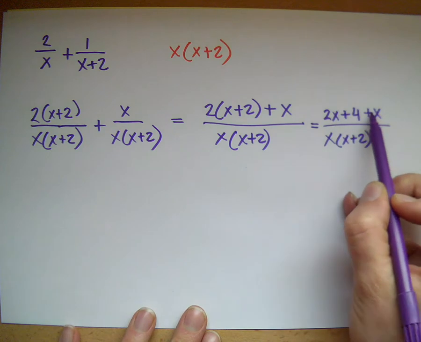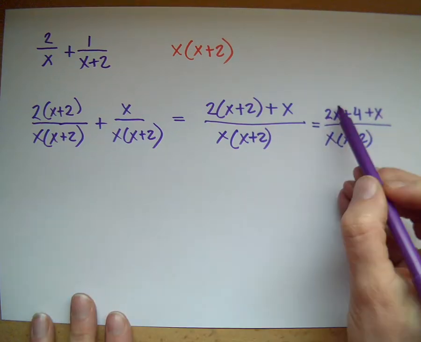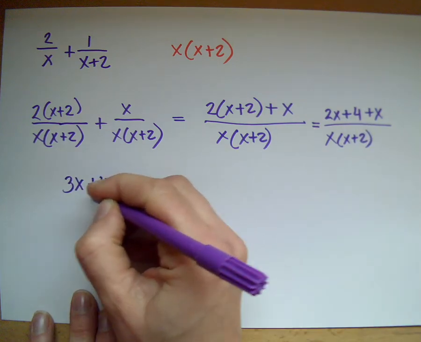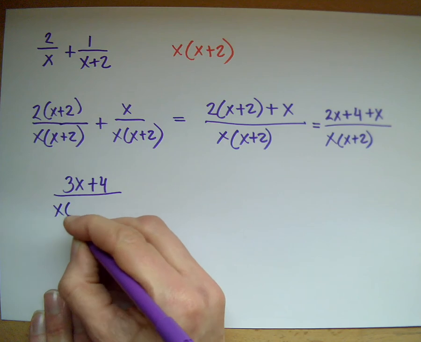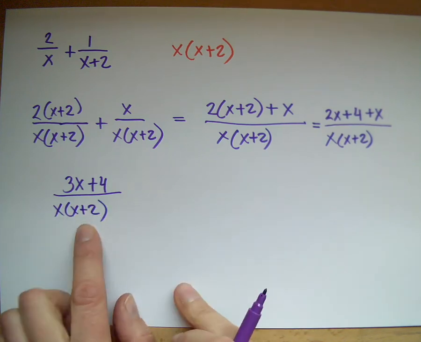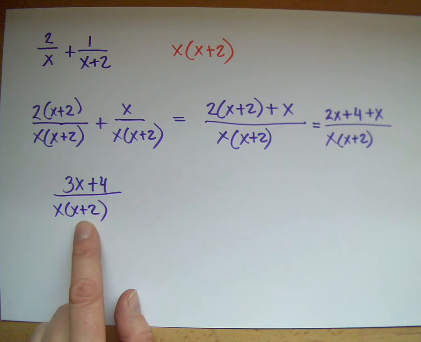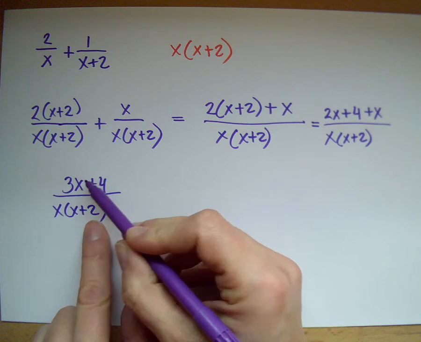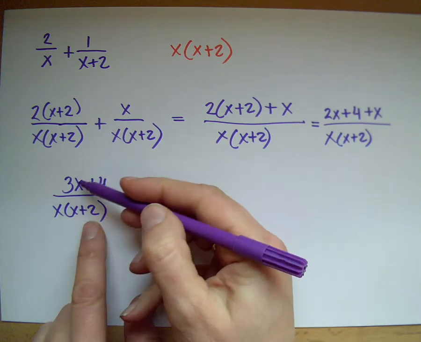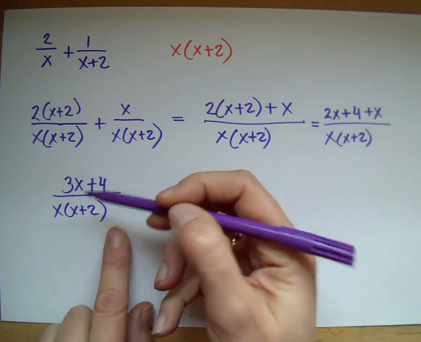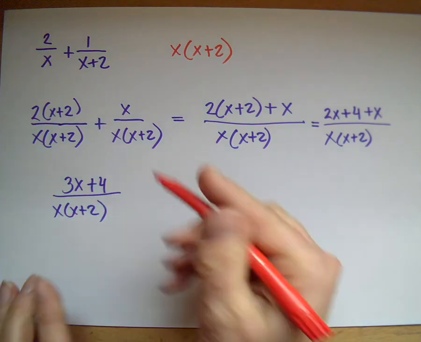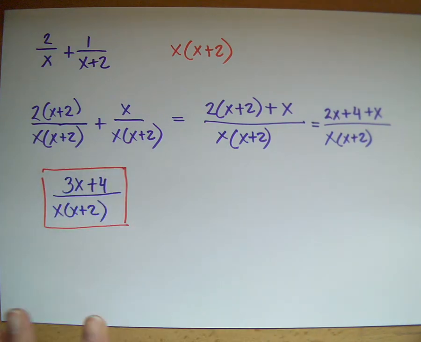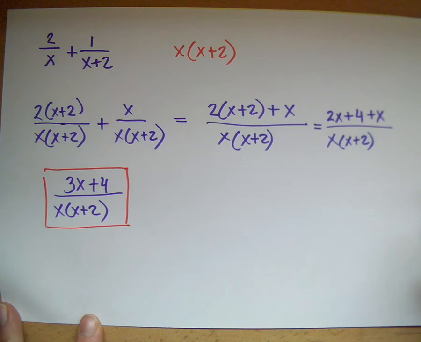Here we have something that, like terms that we can put together. 2x plus x is 3x. We have our 4, and I'm not doing anything to the denominator. Okay, so this is what I have, and this is as pretty as it's gonna get. I can't factor out x plus 2 from here, and I can't factor out x by itself, so I can't simplify this any further. So this is my single fraction that they asked for, simplified as far as I can.